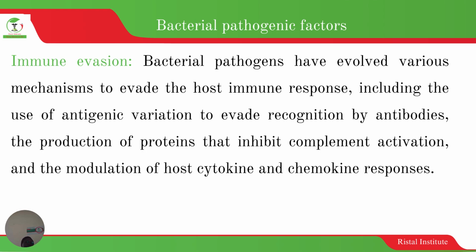Then we have the immune evasion. Bacterial pathogens have evolved various mechanisms to evade the host immune system. For example, the immune system of the individual will be invaded by this bacteria. This will include the use of antigenic variation to evade recognition by antibodies, and also the production of proteins that inhibit complement activation and the modulation of the host cytokine and also chemokine responses.